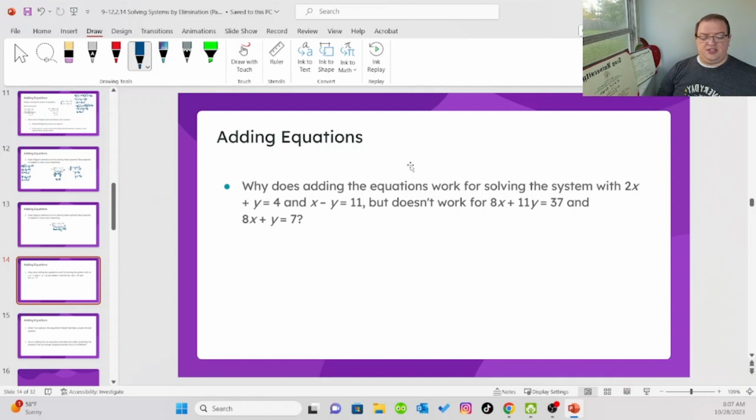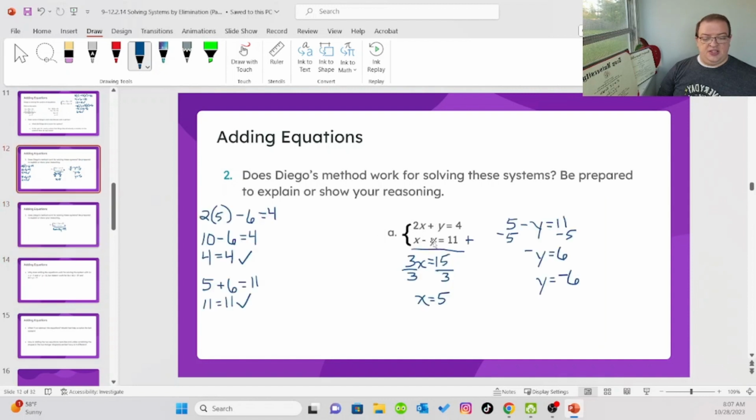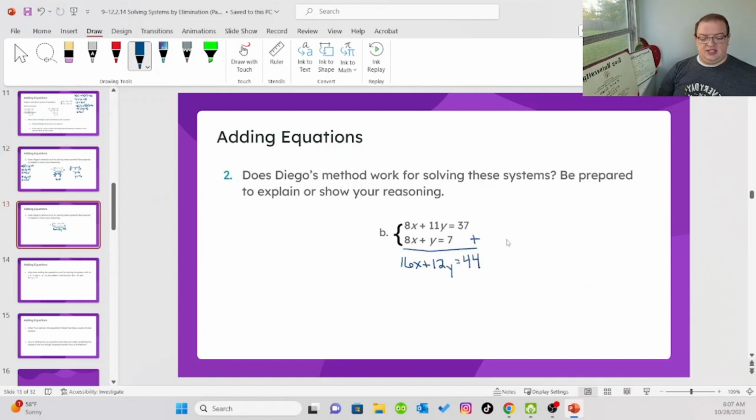So why does this work for the first system and not the second system? Because in the first system, we had opposite values for y. So when we added them together, it eliminated the y and gave us an equation with only one variable, allowing us to isolate that variable and find a number value for it. In the second system, none of our variables were opposites, so when we added them together, neither one of them got eliminated, and therefore we can't isolate one variable and solve for a numerical value.